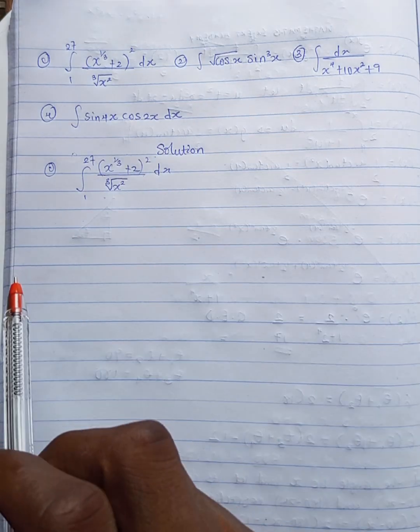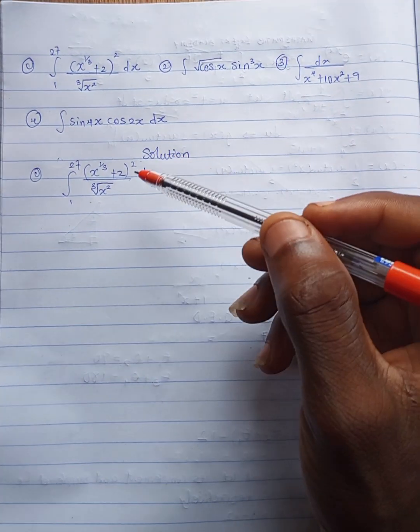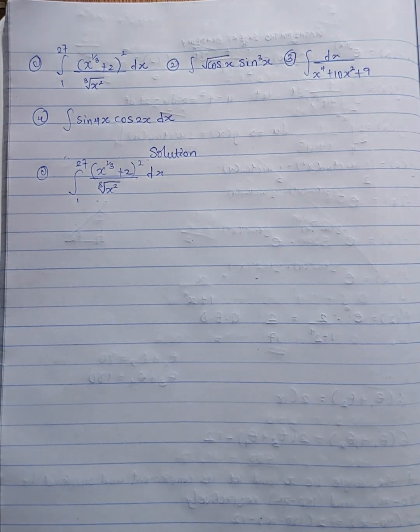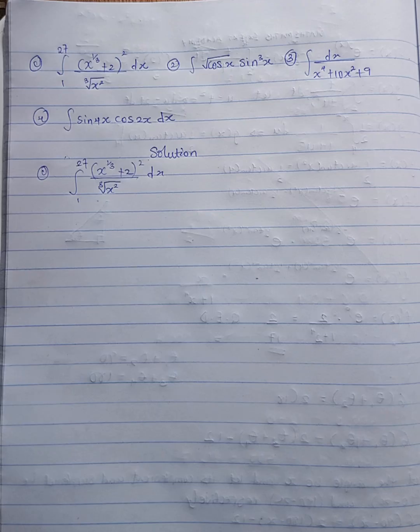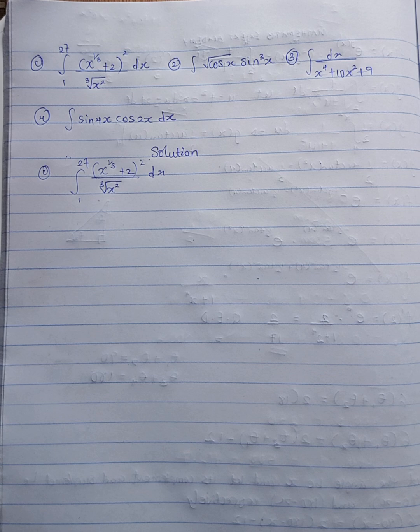Now, the first one is the integral from 1 to 27 of x to the power of 1 over 3 plus 2 divided by the cube root of x squared with respect to x. Now, how do we solve this? Whenever you are given an integral problem, the first thing you need to think of is, what substitution can I make that will cancel out something and change the whole variable into another variable totally? Somebody will think, what if I say t equals x to the power of 1 over 3? Because I'm trying to re-express this thing. It's very complex and I can't easily solve it. Are you getting what I'm saying?